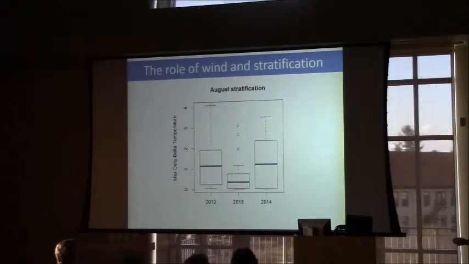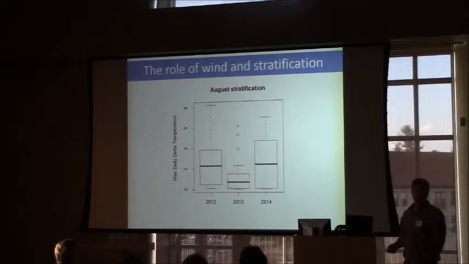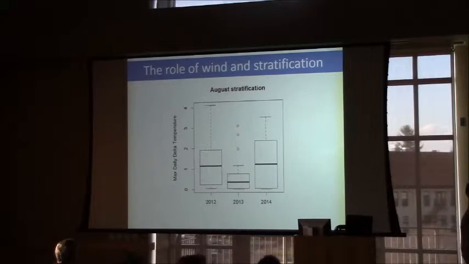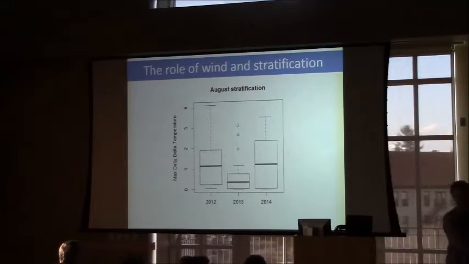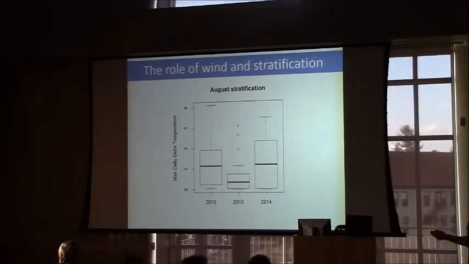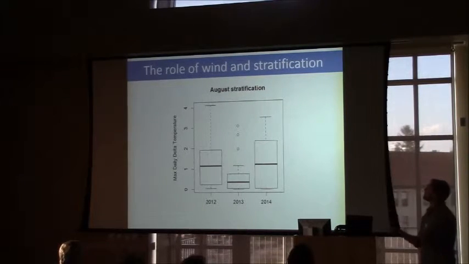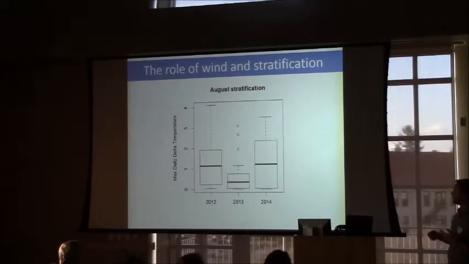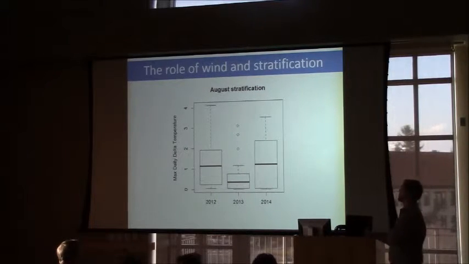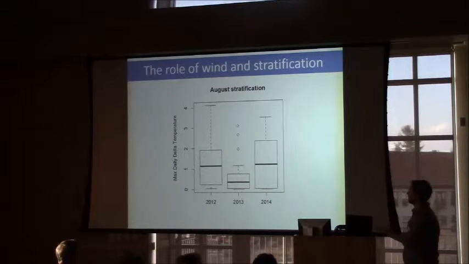Another factor that we think is important is the role of wind and stratification during the summer months. This is just another plot, from our hourly buoy data in Missisquoi. What you're looking at here is essentially the difference between surface and bottom water temperatures on the y-axis. You can think of this as an index of calm, sunny days, essentially, when you have warm water sitting at the surface and cool water at the bottom. These conditions are what you really need to get that pump of phosphorus moving out of the sediments into the water column. You can see again, 2013 was the year we didn't have much bloom, and again, that's the year we had very little stratification.